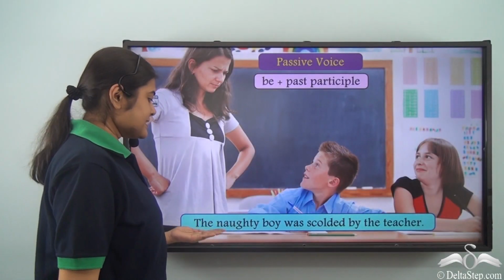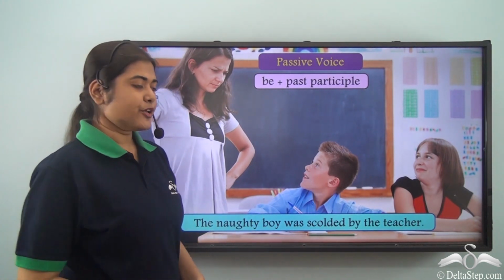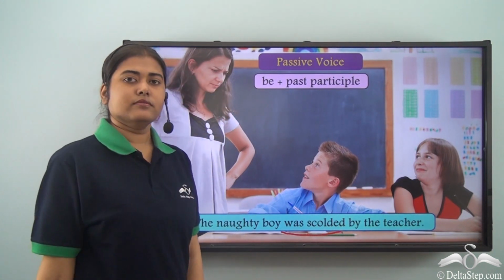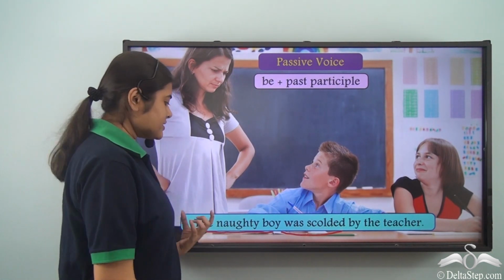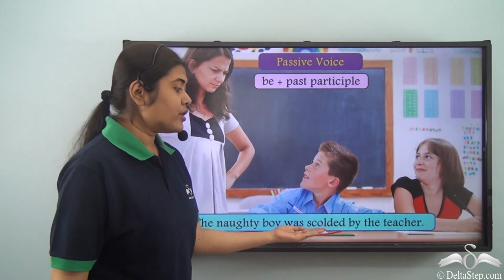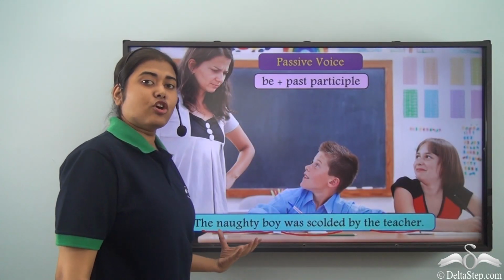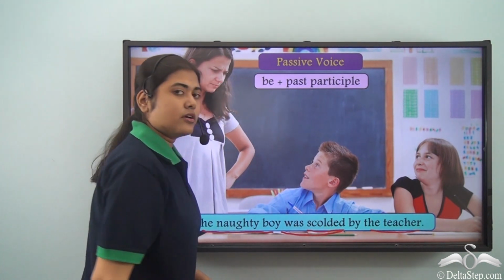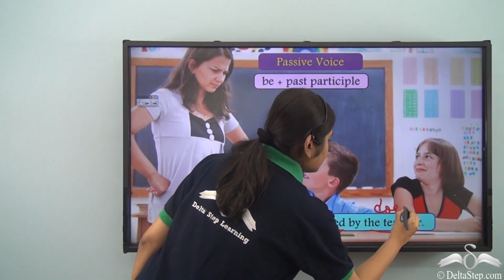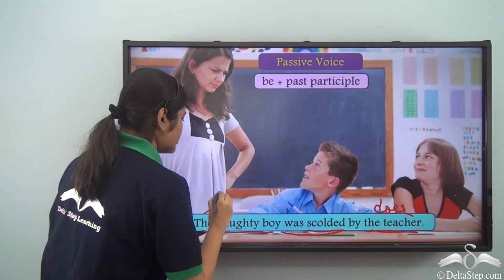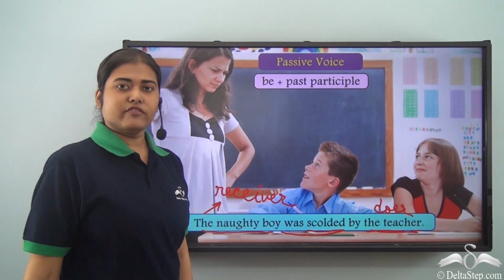Now here, what is the sentence? The naughty boy was scolded by the teacher. So what is the verb here? Was scolded. Now who was scolded? The naughty boy. So the subject is the naughty boy. And who is scolding? The teacher is scolding. So the naughty boy is not the doer of this action. It is the receiver of the action. The doer is the teacher. The naughty boy is the receiver of the action.